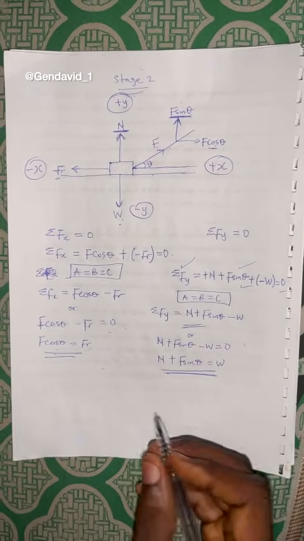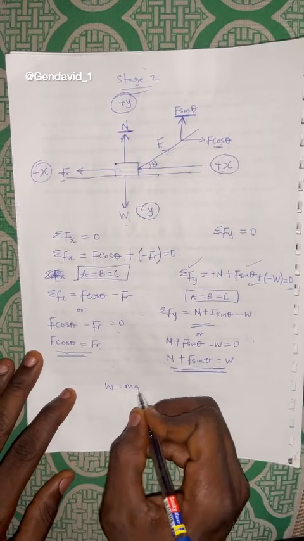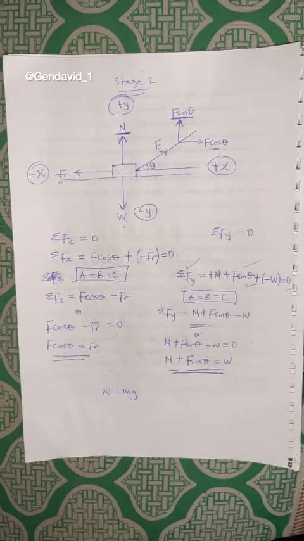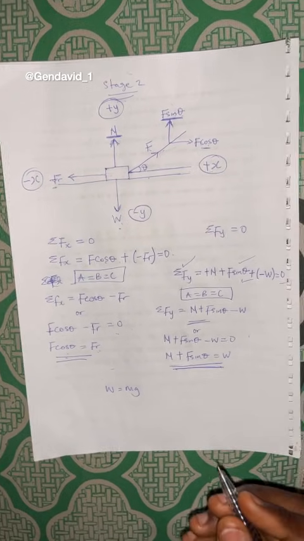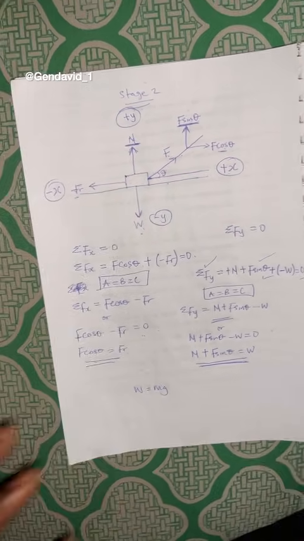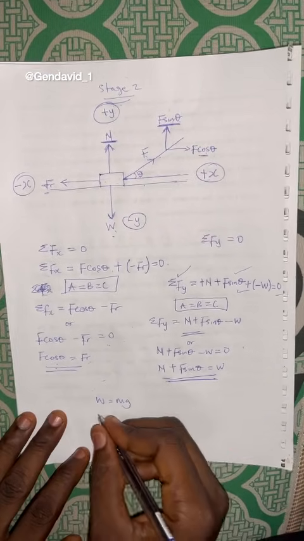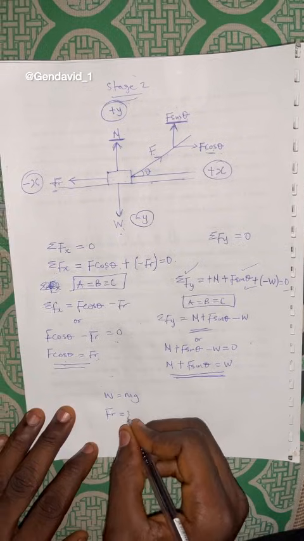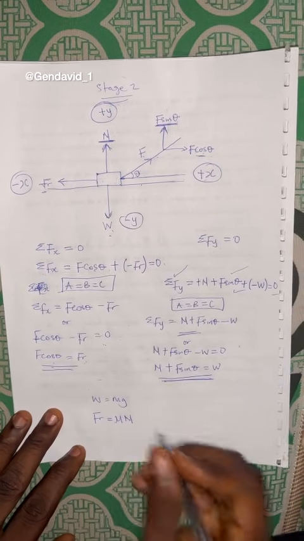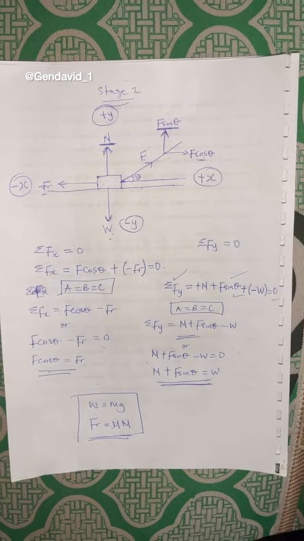And don't forget, please take notes. W is weight, which is always mg. W is weight, which is always what? mg. And at the same time, if W is equal to mg, don't forget that we have a general formula for friction, which says that the frictional force is equal to the coefficient of friction multiplied by the normal force. So please, you have to take notes of all these formulas as we go.